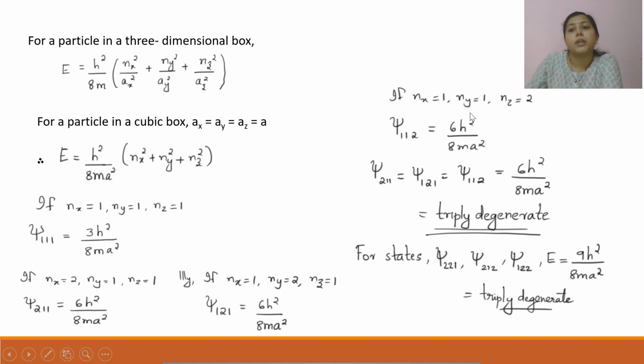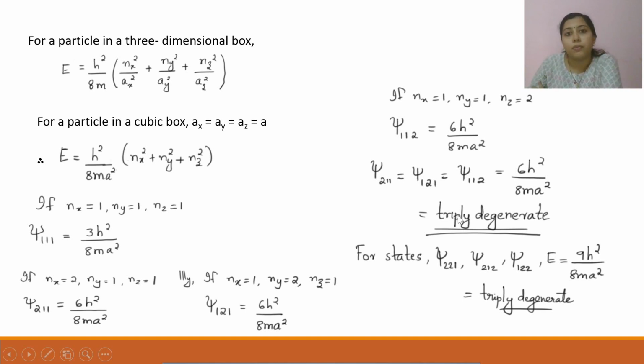Again, if nx equals 1, ny equals 1 and nz equals 2, the wave function is represented as psi 112, which again has the energy 6h square by 8ma square. So we have three different wave functions, psi 211, psi 121 and psi 112, but the value of the energy is the same, 6h square by 8ma square. Then we call the state a triply degenerate state or threefold degenerate. Or you can also say the degree of degeneracy of the state is 3.